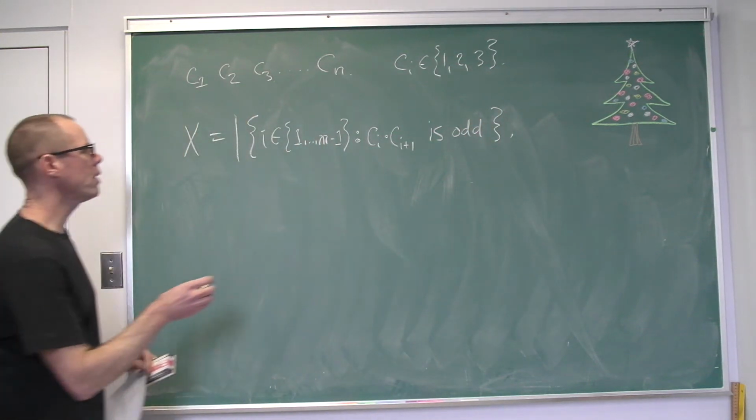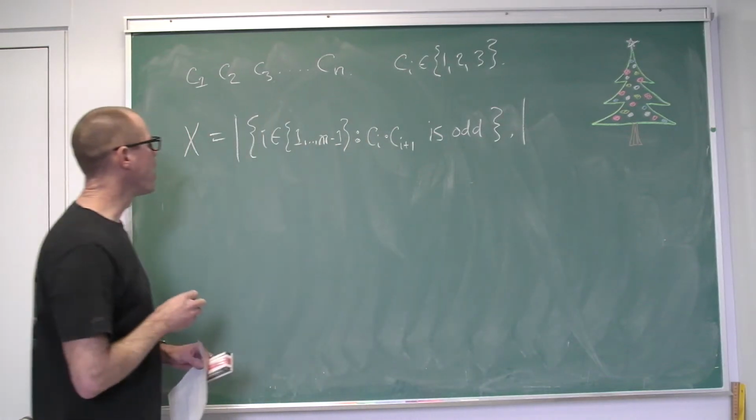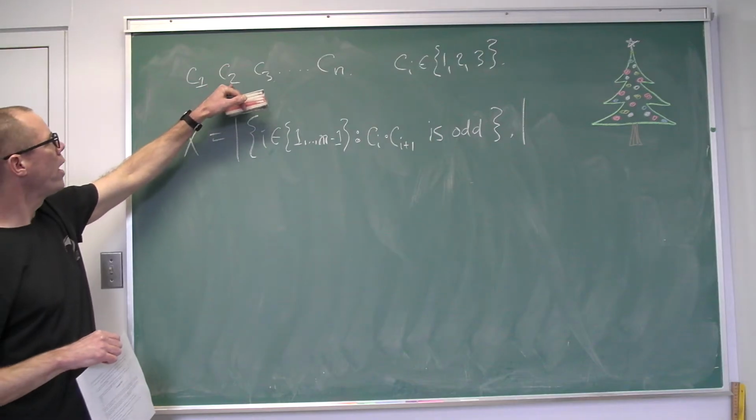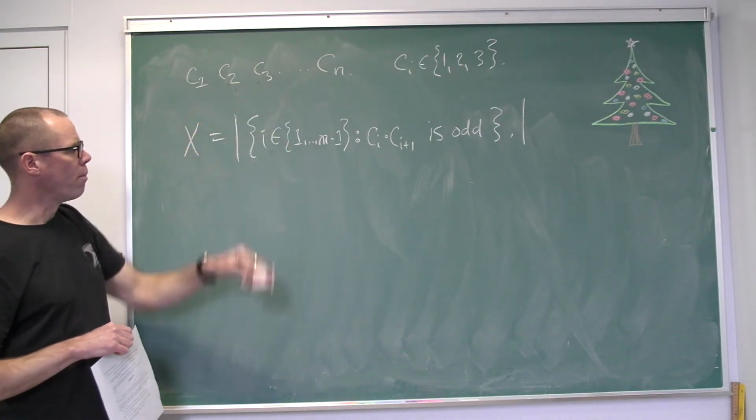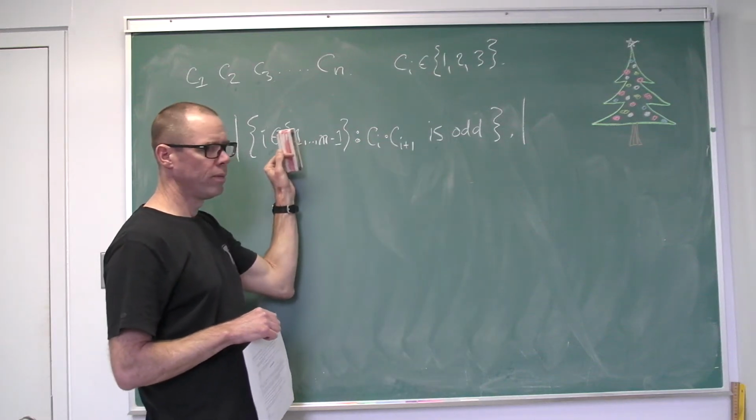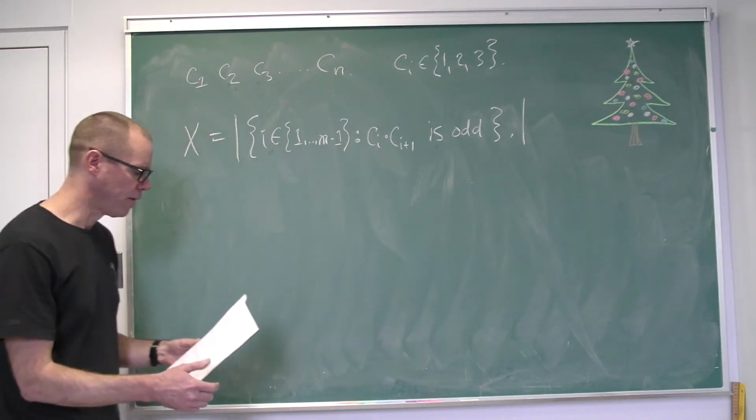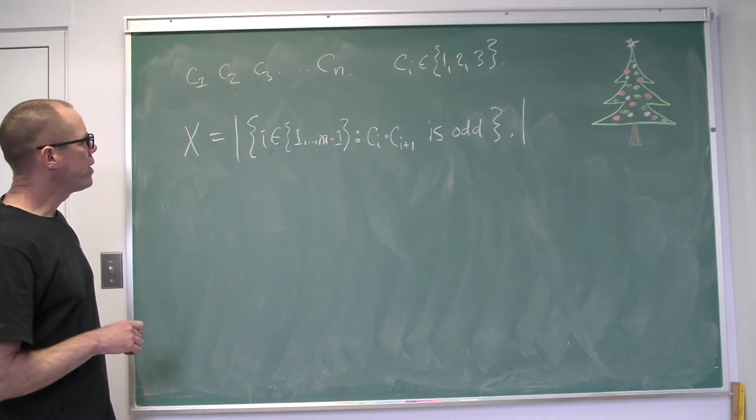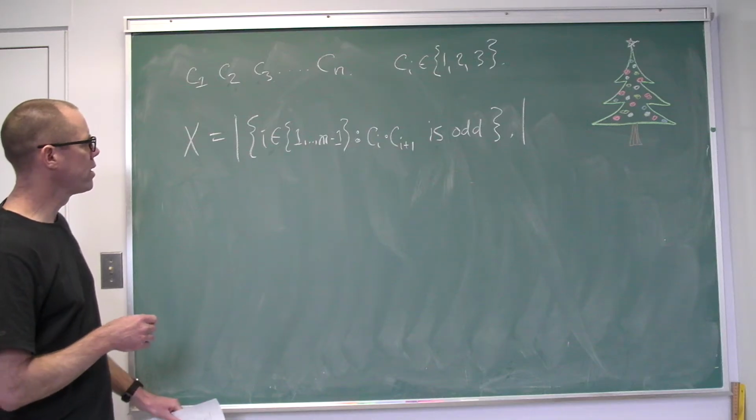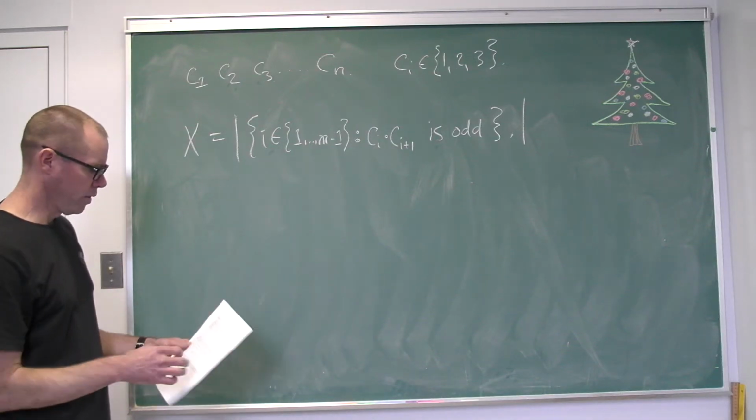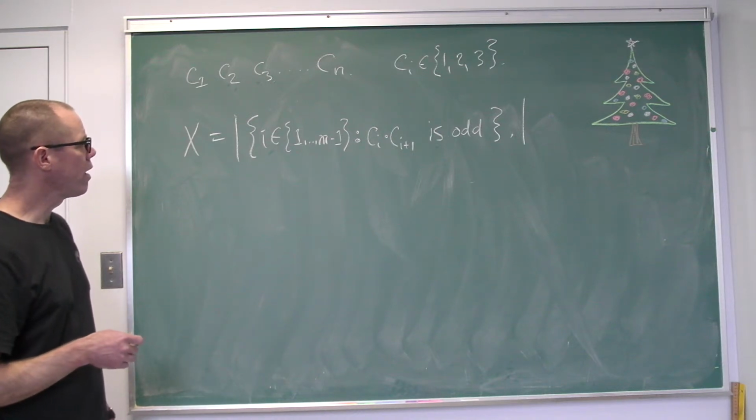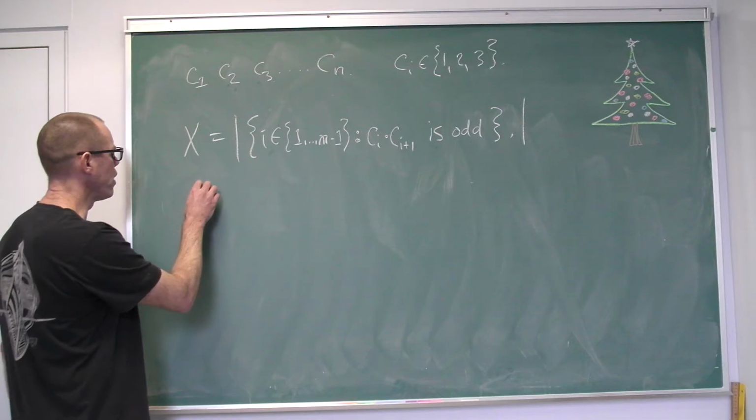Okay. So x is the size of that set, the number of these indices i where I take Ci times Ci plus 1, multiply them together, and if the result is odd, then I include that thing in the set. So I count that value of i. All right, so x is counting the size of a set, and even the question suggests that you should use indicator random variables. And I think the choice is fairly obvious here.